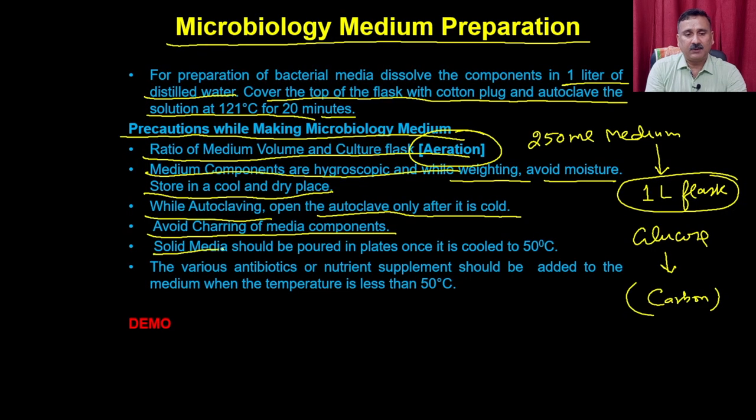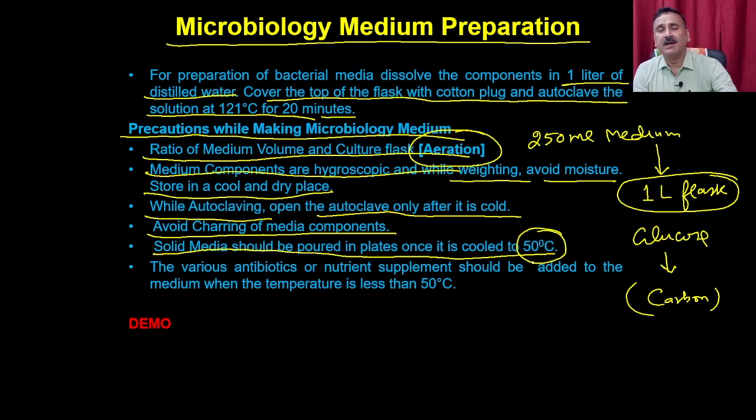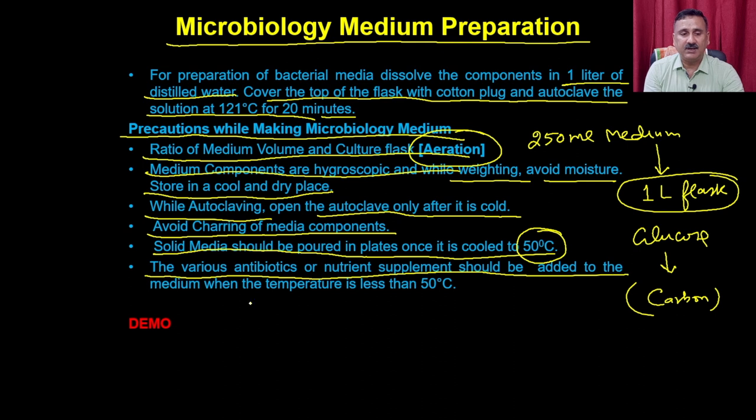Then the solid media should be poured in a plate once it is cool, because if you pour media which is very hot, it is going to destroy other additives. For example, if you are adding antibiotics or selection pressures, it is going to destroy or inactivate them. So antibiotics or nutrient supplements should be added to the media when the temperature is less than 50 degrees Celsius. So this is all about the theoretical aspects of how you can prepare microbiology media.